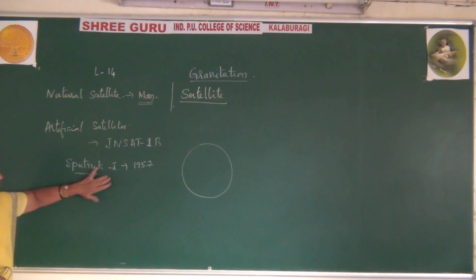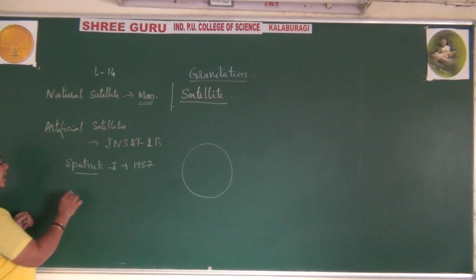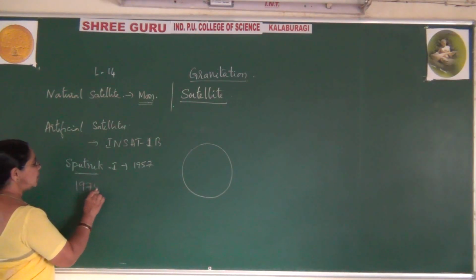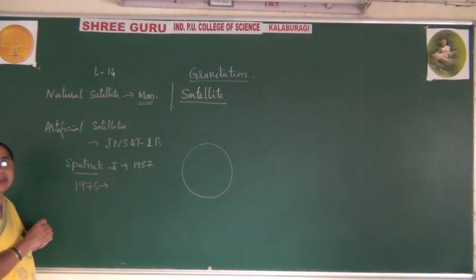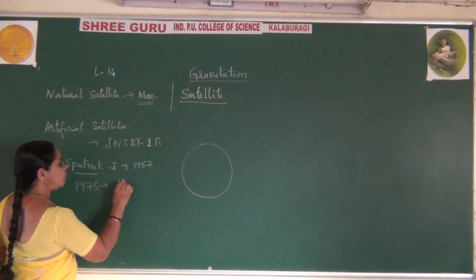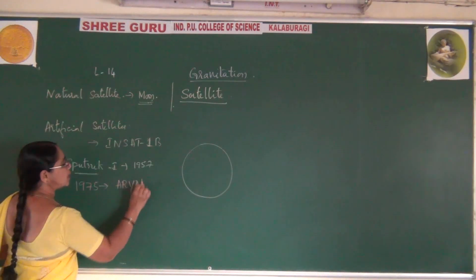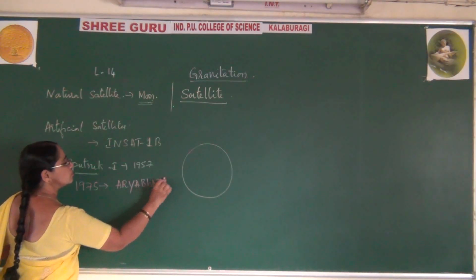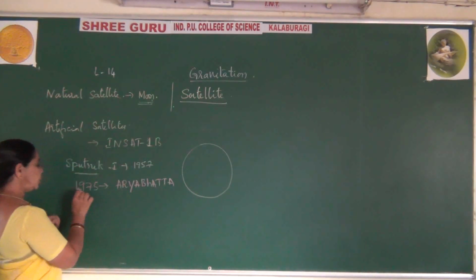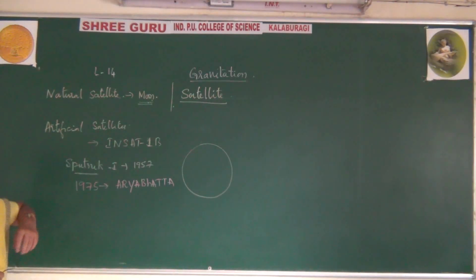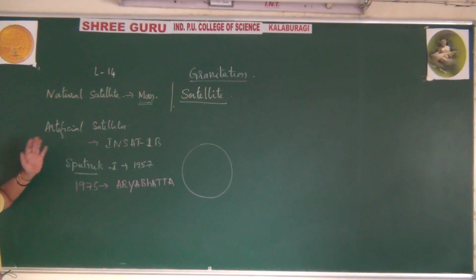One more you can come across. During 1975, we launched one artificial satellite by the name Aryabhatta. So in 1975, a man-made satellite was launched. And this was the Sputnik which was launched by the Russians in early 1957.